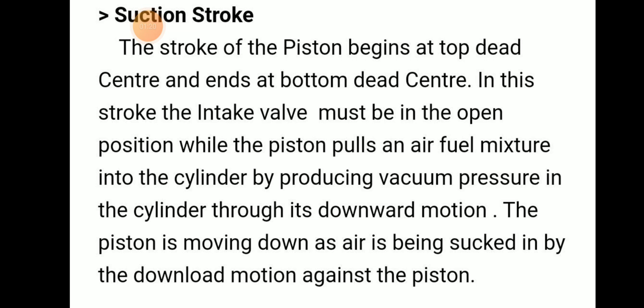We know that the stroke of the piston begins from the top dead center and ends at bottom dead center. In this stroke, the intake valve must be in open position while the piston pulls an air fuel mixture into the cylinder by producing a vacuum pressure in the cylinder through its downward motion. The piston is moving down as air is being sucked in.